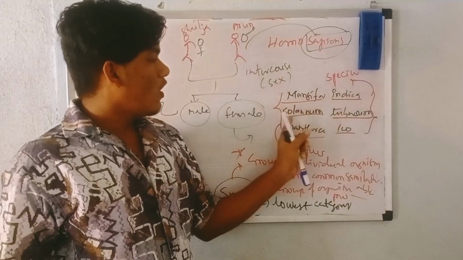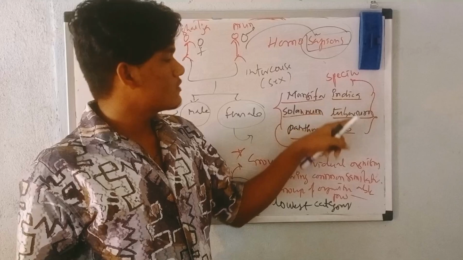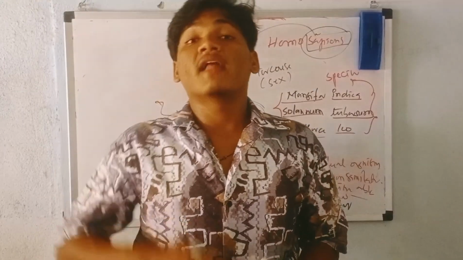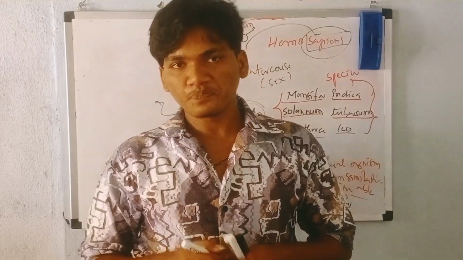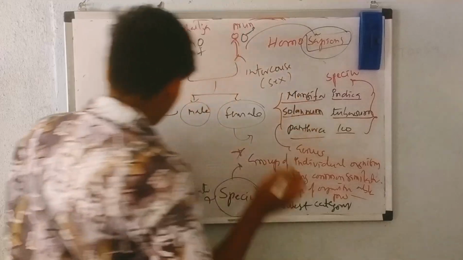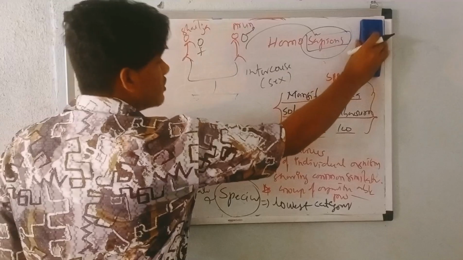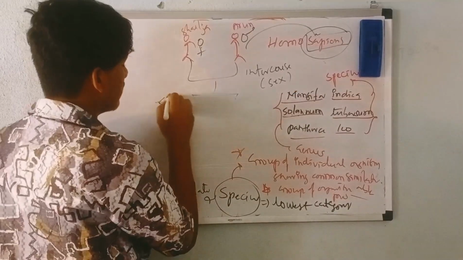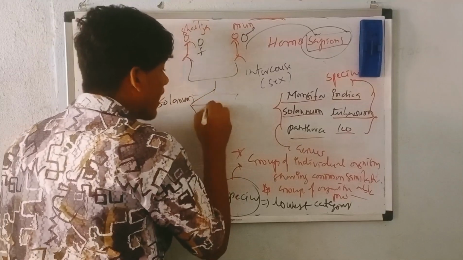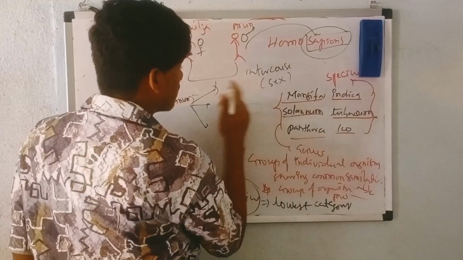Here, Mangifera indica, Solanum tuberosum, Panthera leo. In them, indica represents the species, tuberosum also, and leo also. And these are the genus, right? And the higher taxonomic category. If I talk about Solanum tuberosum, Solanum is a genus, right? This genus Solanum has more than two species. One species is tuberosum.